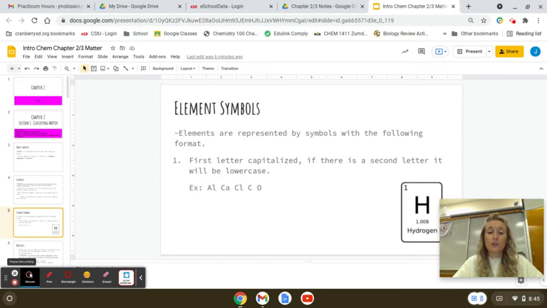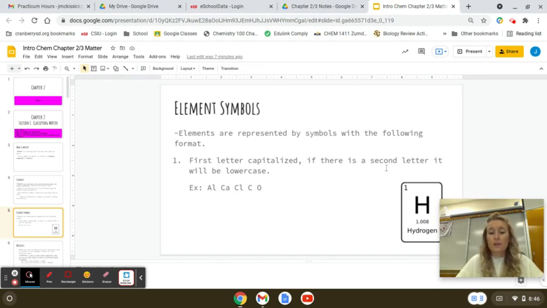They're just the first letter capitalized always. The second letter will always be lowercase if it has a second letter. So Al, remember aluminum, capital A, lowercase l; capital C, lowercase a for calcium. Then we have chlorine, carbon, and oxygen listed there. And you should be familiar with those. If you're still a little concerned that you don't know them, make sure that you continue to practice those.